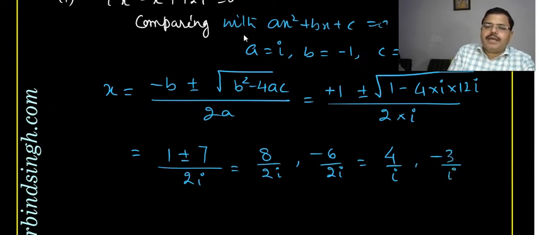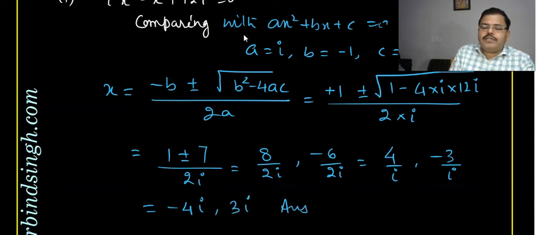Again, if you multiply by iota in numerator and denominator, then that will be minus 4, because iota square is minus 1, so minus 4 iota, and if you multiply by iota, it will be iota square, that is minus 1, so 3 iota. These are the two answers of this question. So, minus 4 iota and 3 iota are the two solutions of this complex quadratic equation.